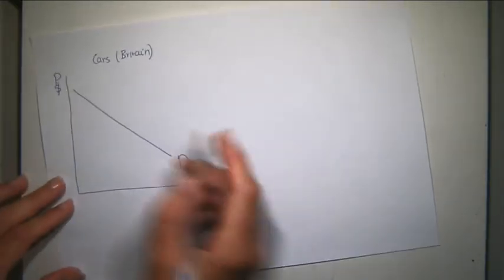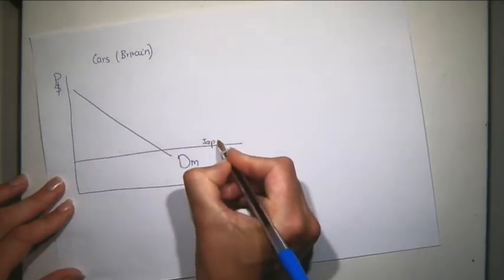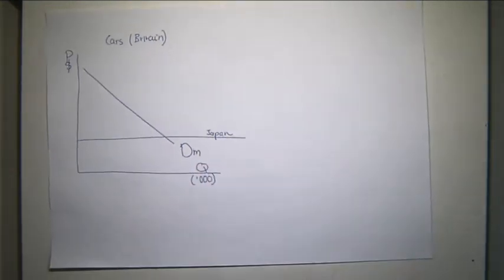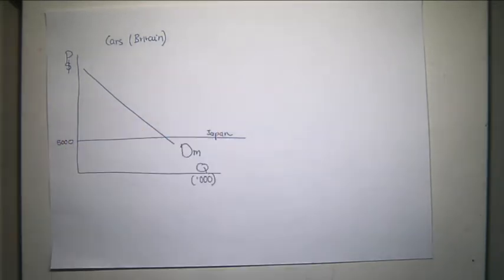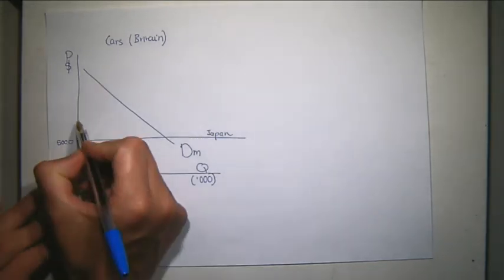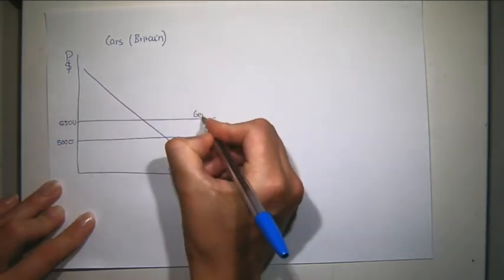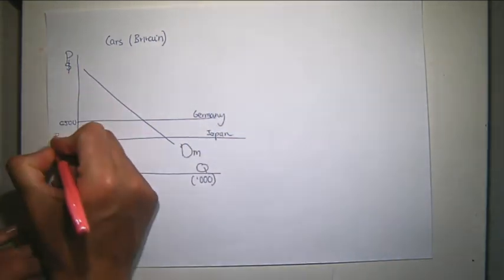and let's assume that the lowest world price for cars is actually from Japan. So Japan can make cars at £5,000. On the other hand, Germany can make cars for £5,500. So 5,000 is the lowest world price.